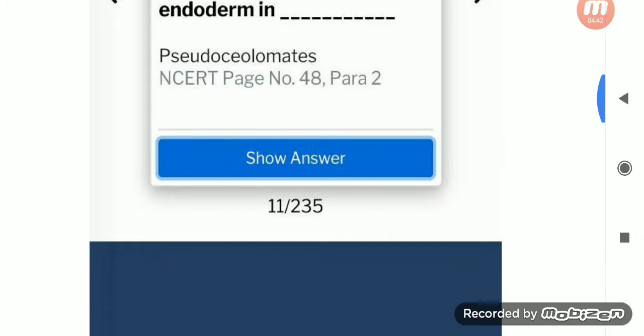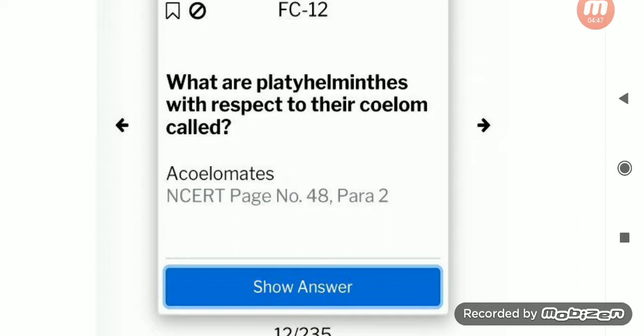What are Platyhelminthes with respect to their coelom called? Acoelomates. Platyhelminthes are acoelomates.